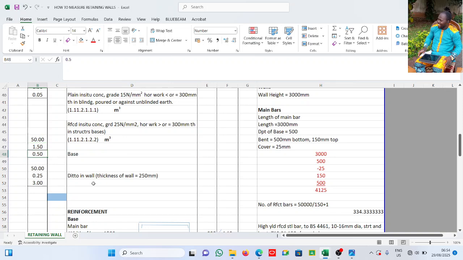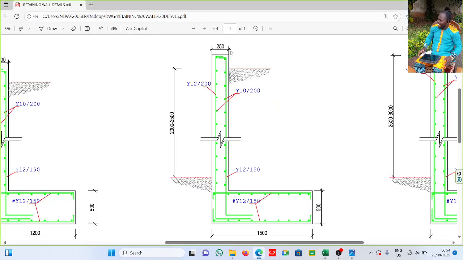Now the wall. Ditto in wall. The thickness of the wall is 250 mm. Now this is the effective height of the wall. You see, this range is 2,000 to 250. So the wall at that time was 3 meters. I said I did this project in 2022. Right, the wall was 3 meters.